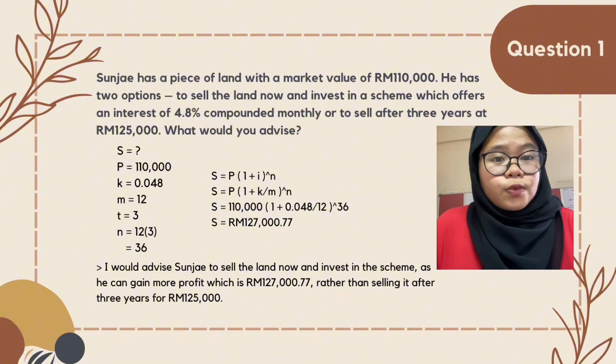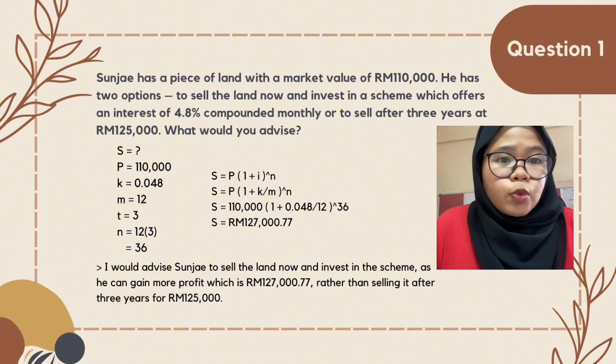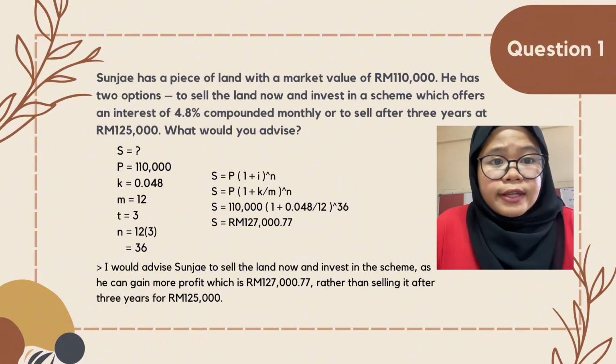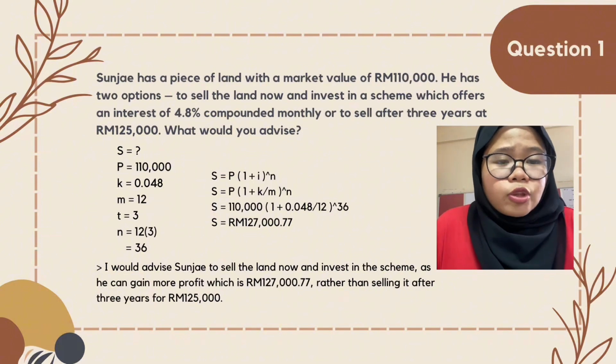I would advise Sunjay to sell the land now and invest in a scheme, as he can gain more profit, which is 127,000 ringgit 77 cents, rather than just selling it after 3 years for 125,000 ringgit.